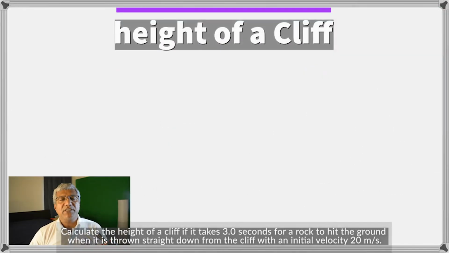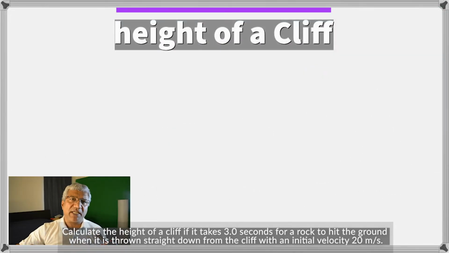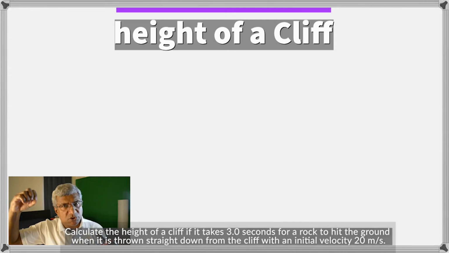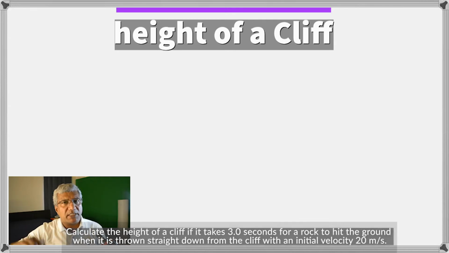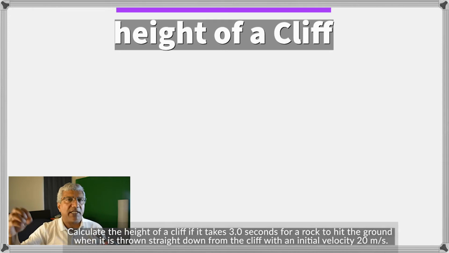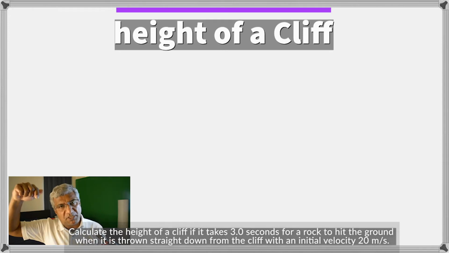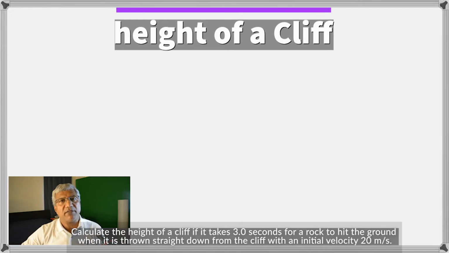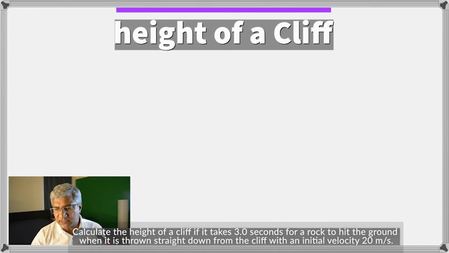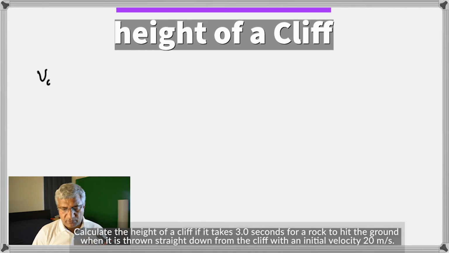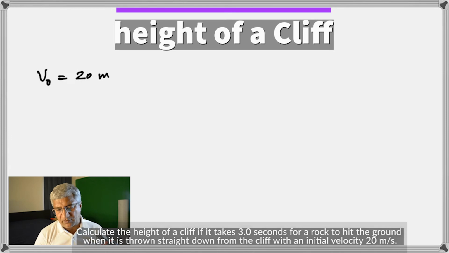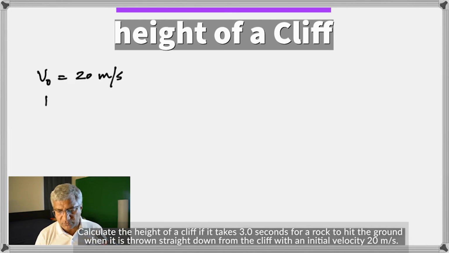So in this question, you have an object that is actually thrown down. It's not dropped. It is thrown down at 20 meters per second, but because it's down, we'll have to take it as negative 20 meters per second. Very important. So that's the initial velocity. So V0 is negative 20 meters per second.